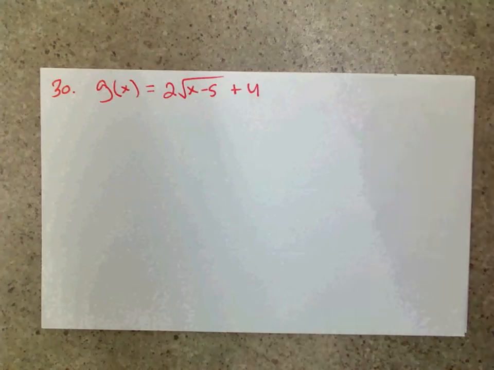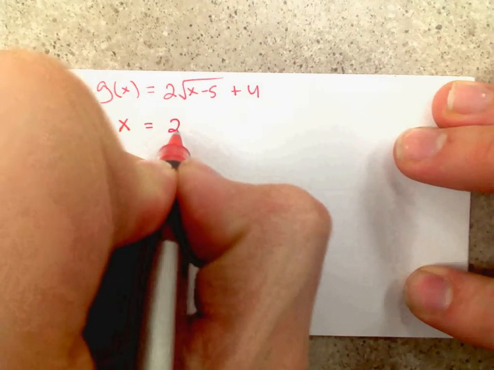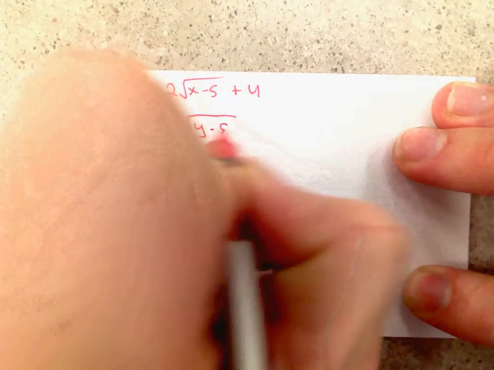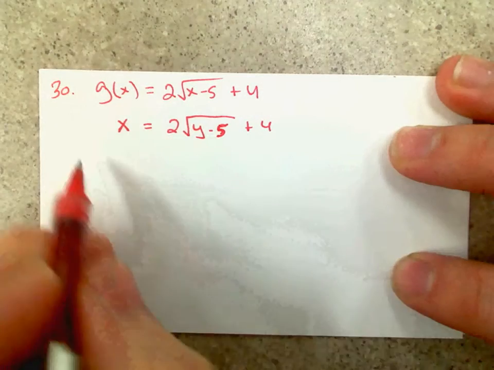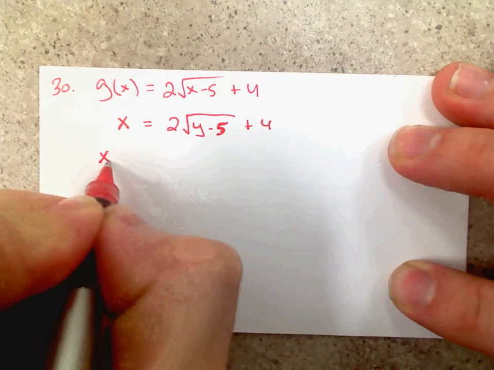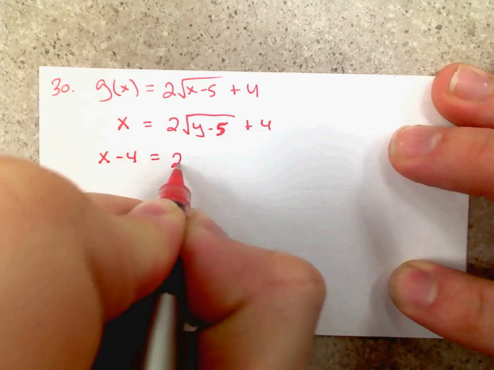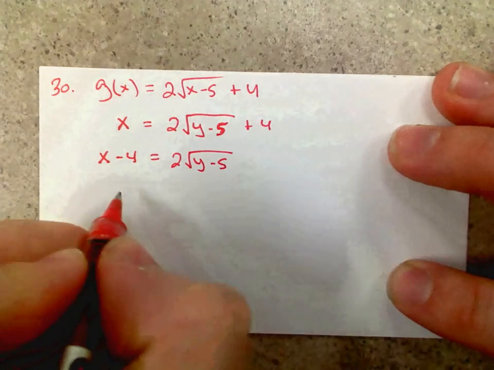So on a problem like this, the easy algebraic way to get the answer is to switch the x and the y variable and then solve for y. So you're undoing everything as you move it over. So I'm going to subtract 4 to the other side. Going to divide by 2.